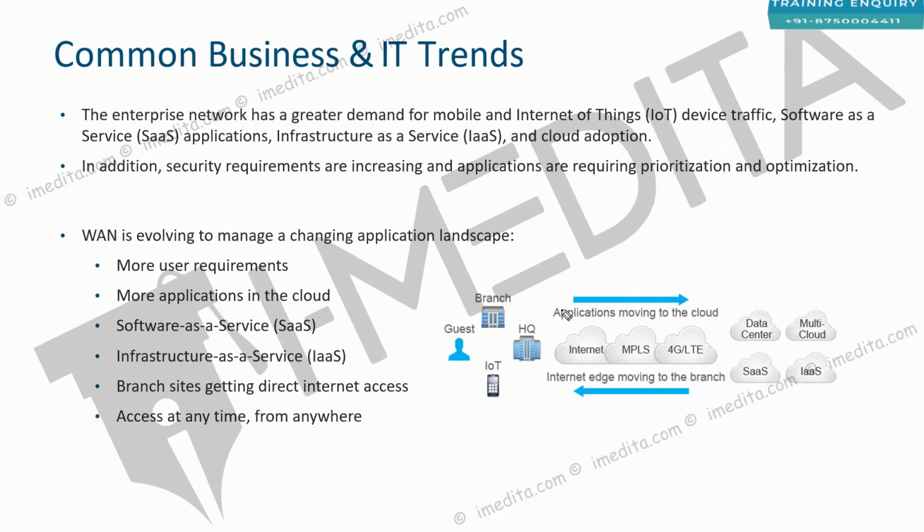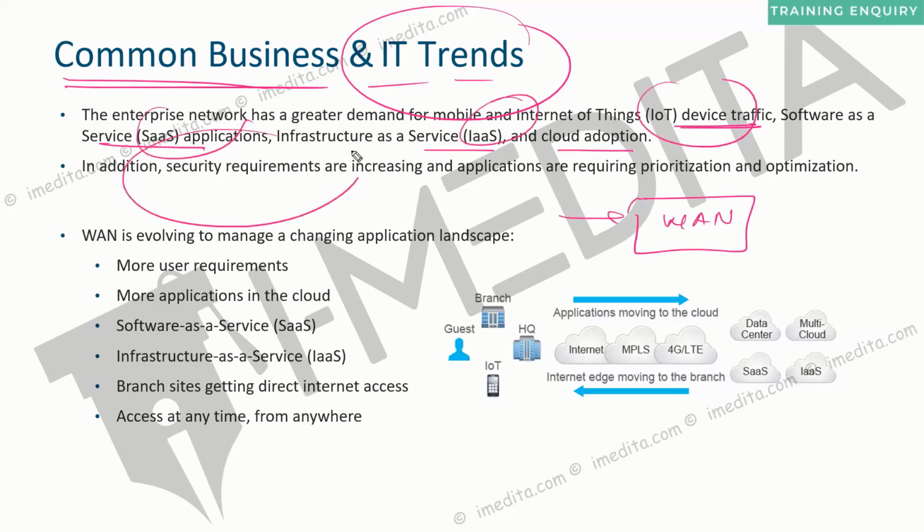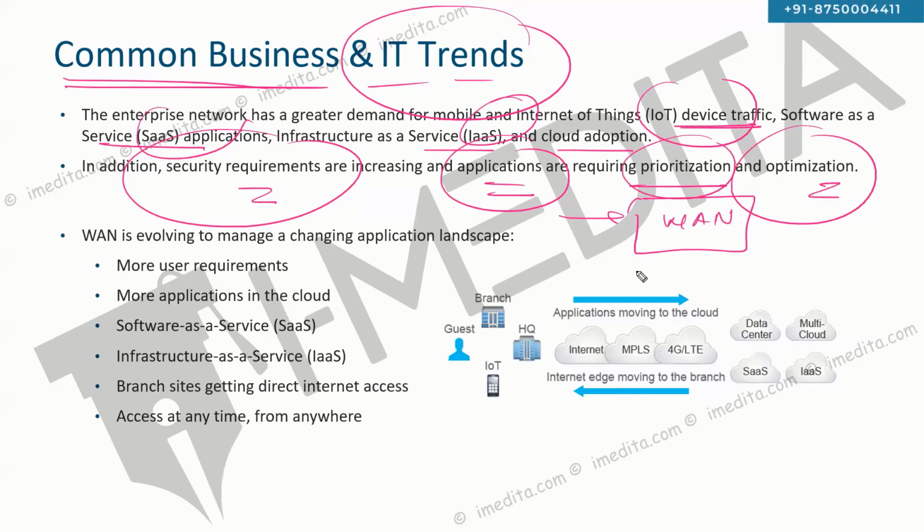So new requirements are coming in a modern day network, like common business and IT trends nowadays. We have different types of IoT devices, SaaS applications, infrastructure as a service applications, and other cloud adoption. So our WAN devices should be ready to handle all these types of traffic. We also need to enforce proper security in our branches. We also need to prioritize the traffic of certain applications. We also need to optimize the traffic for certain applications as well.